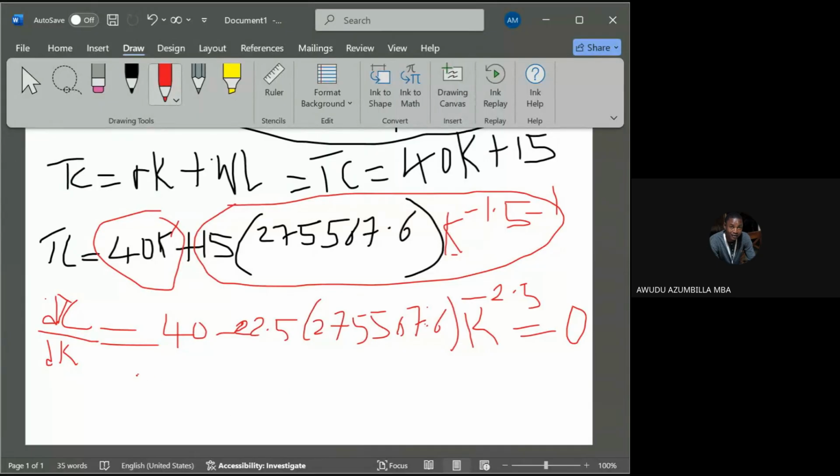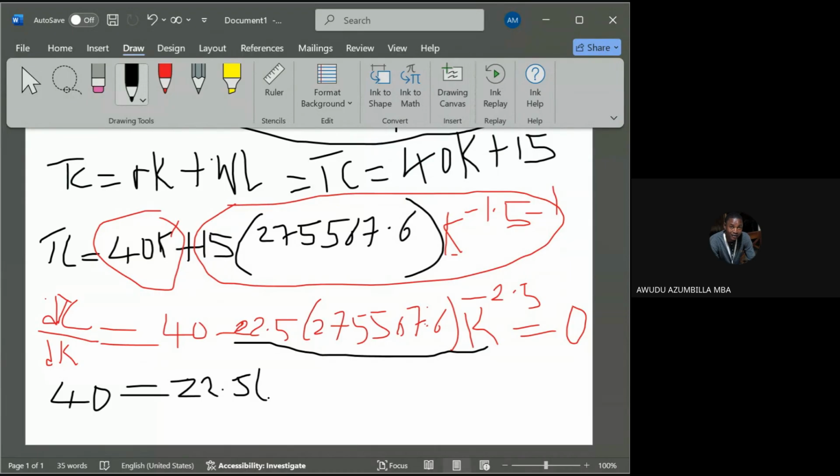I can say 40. I want to send the 40 to the equal sign. So I can write 40, this 40. So let's send this whole thing to the equal sign. So that 40 will stand alone. So 40 is equal to, it will now be positive, 2.5, 0.5, and then 27, 55, 67.6. Then you close the bracket, and you put our k.